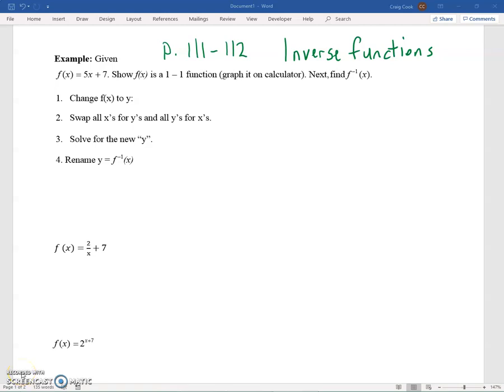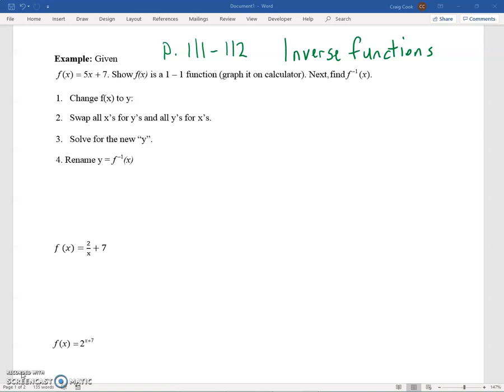Do a quick video on inverse functions and finding inverses. This is along about page 111, 112 in your notes. We're given a function f of x equals 5x plus 7. Show that it's 1 to 1.